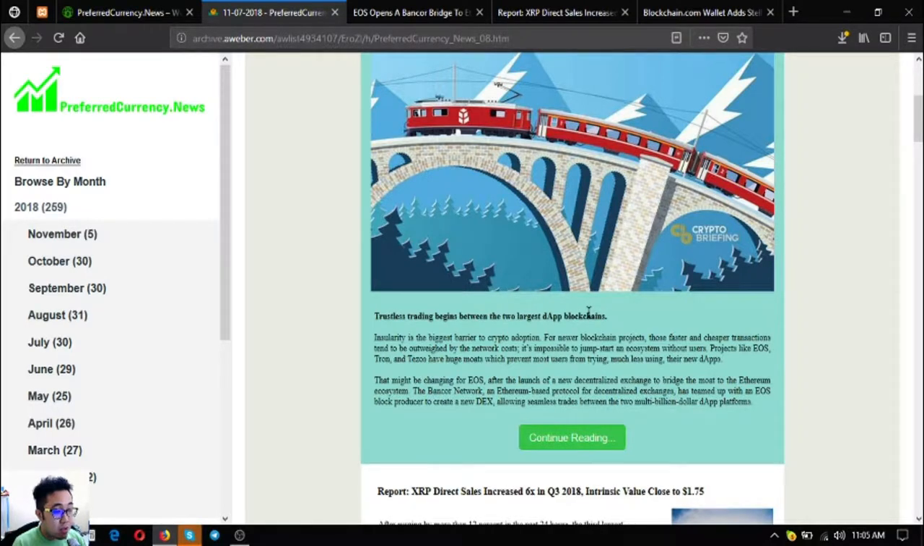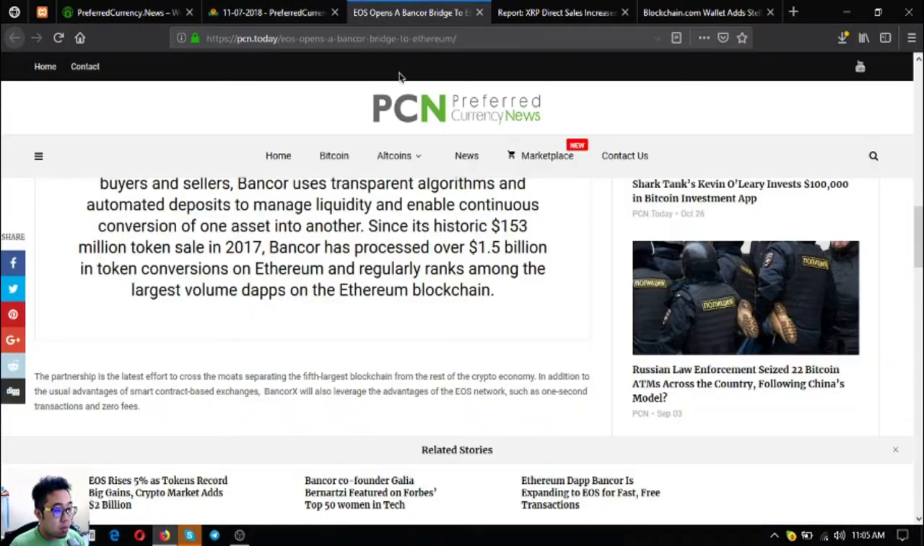After the launch of a new decentralized exchange to bridge the moat to the Ethereum ecosystem, the Bancor network, an Ethereum-based protocol for decentralized exchanges, has teamed up with an EOS block producer to create a new DEX, allowing seamless trades between the two multi-billion dollar DApp platforms. Okay, so let's continue to read further.